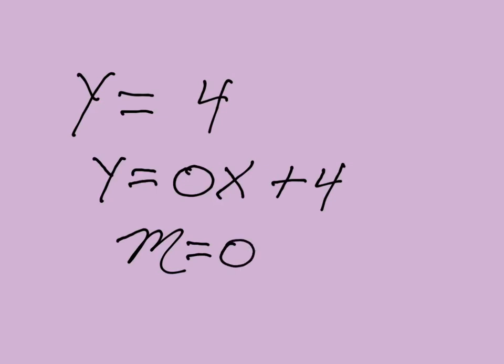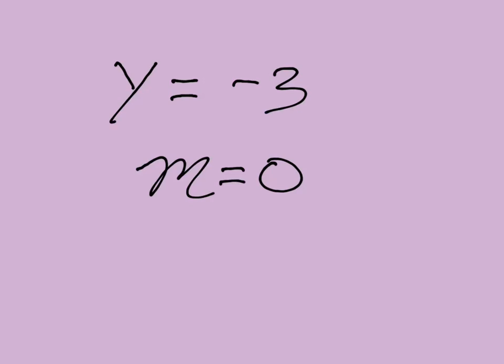So if I had the equation y equals negative 3, then I know the slope is equal to 0 because this is really the same thing as y equals 0x minus 3 and m is equal to 0, but we don't write the 0x in there. And that's all there is to getting the slope from the equation of a line.